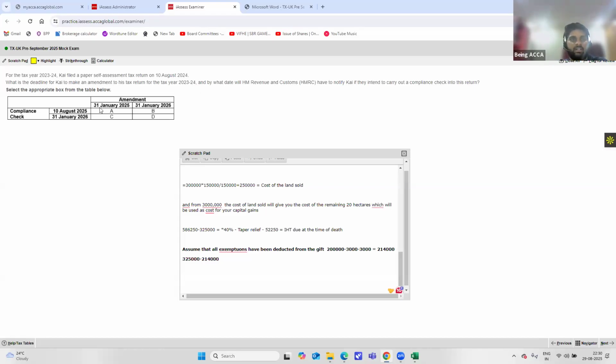So first, 31st Jan 2026, because of that our answer is restricted to either B or D. But now the compliance check will be within 1 year from the actual filing date. The actual filing date is 10th August 24. So 1 year from that would mean 10th August 2025. And with that, you get your answer of B.